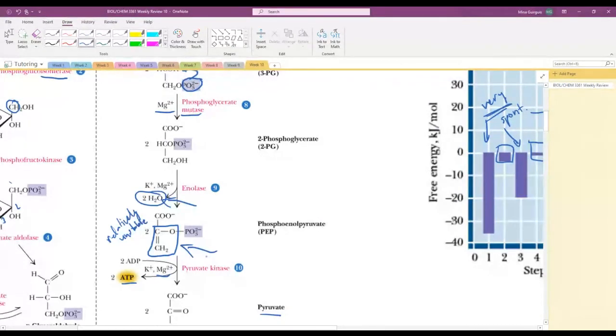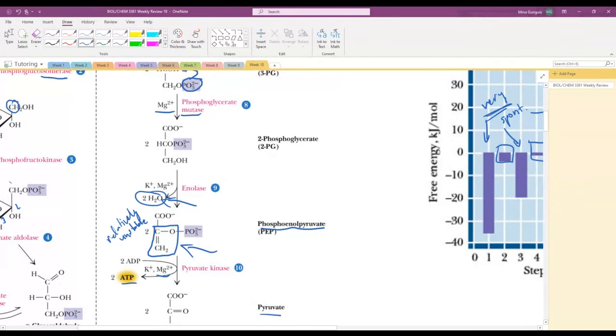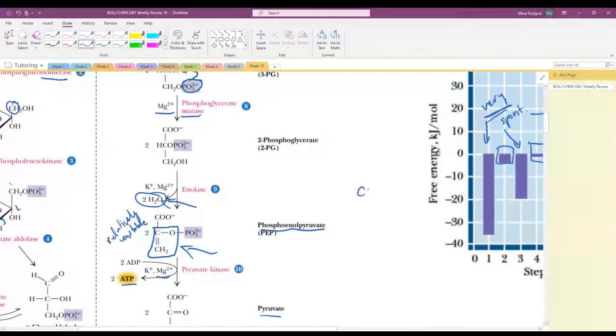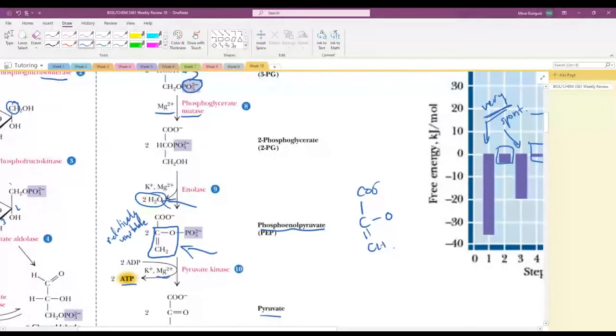Because there can be a more stable form of this enol. So this substrate is called phosphoenol pyruvate. There's a reason that it's not phosphoketopyruvate or anything like that. There's a reason that it's stuck as phosphoenol pyruvate. When we draw COO-, this is, like we said, the enol form.